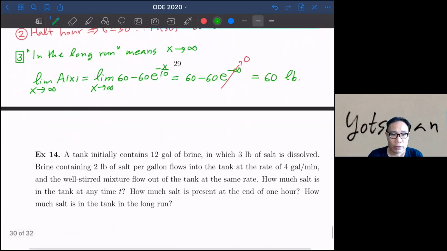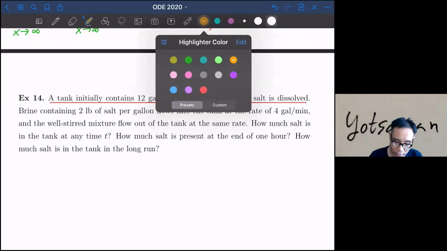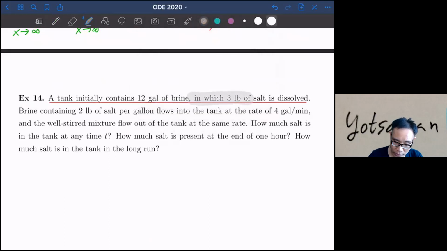Okay. The second question is kind of the same as the first, so we're going to begin by reading the question. The first sentence for this question is going to be kind of the same. It's going to tell you about the capacity of the tank. However, the difference turned out to be that you have 3 pounds of salt already dissolved in this tank. Okay, so 3 pounds of salt is dissolved in the tank. That will be the difference from the beginning.